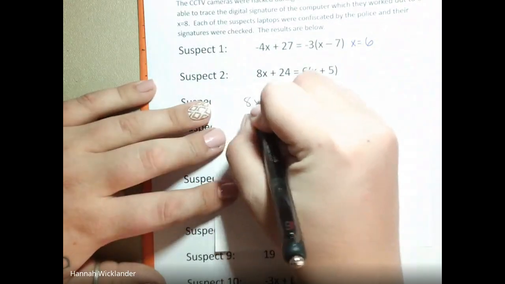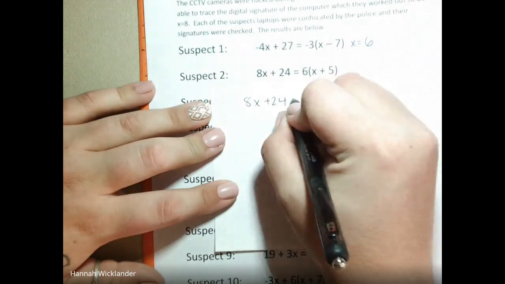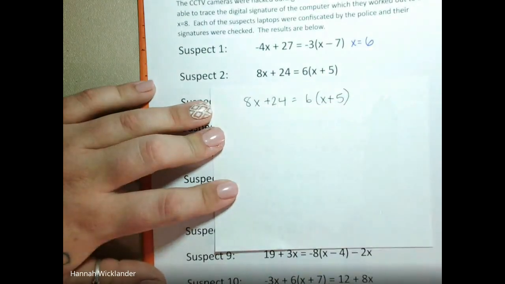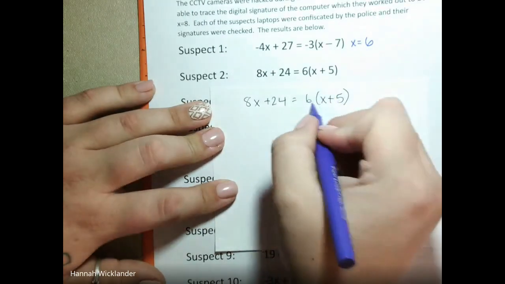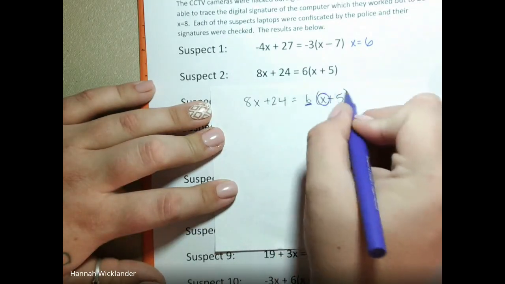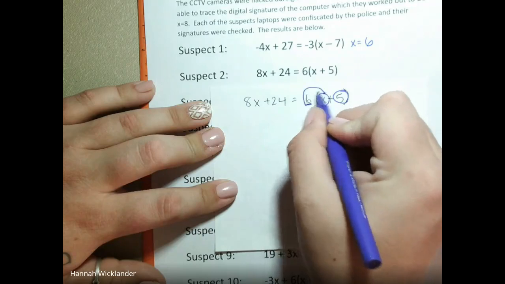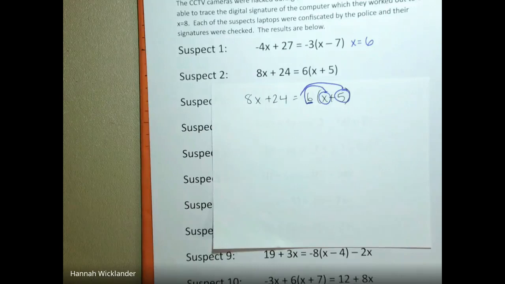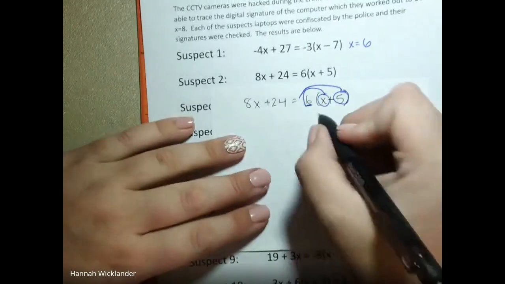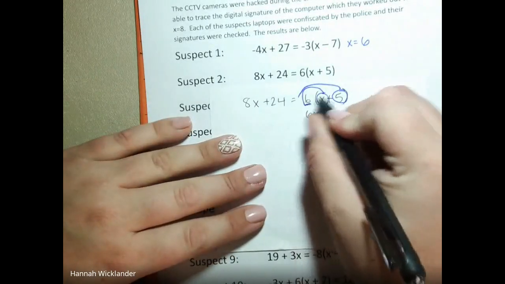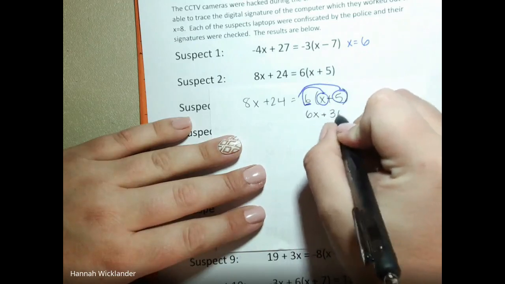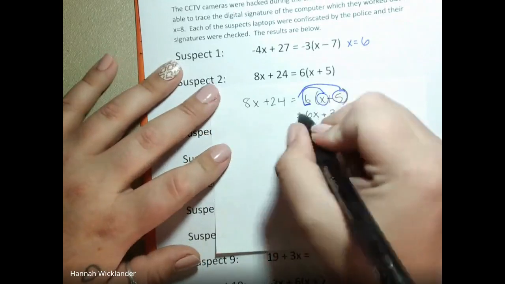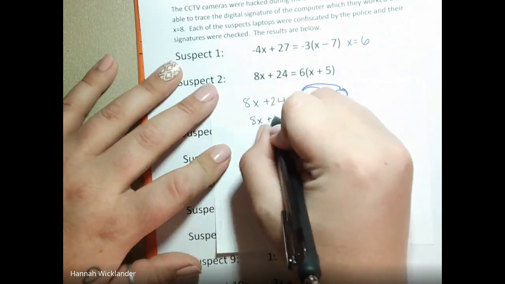I have 8x plus 24 equals 6 parentheses x plus 5. So once again with my parentheses, I'm going to multiply 6 by everything inside the parentheses. So 6 times x gives me 6x. 6 times 5 gives me 30. So now I've broken up the parentheses and I'm left with just numbers and variables.